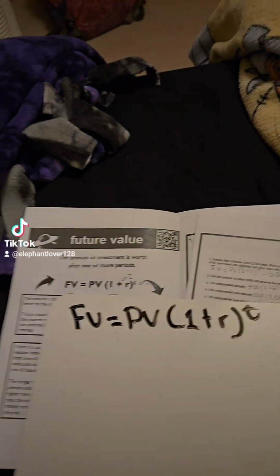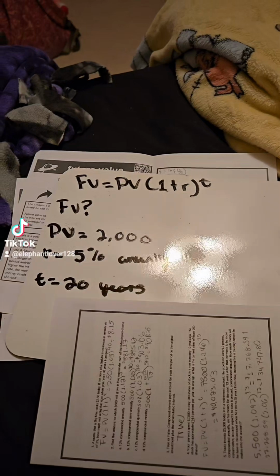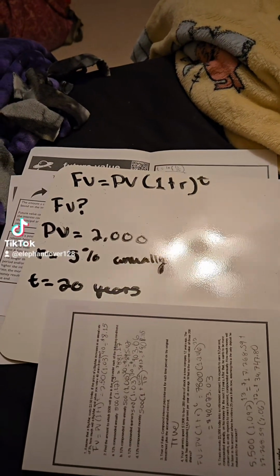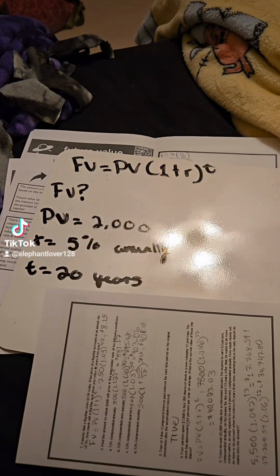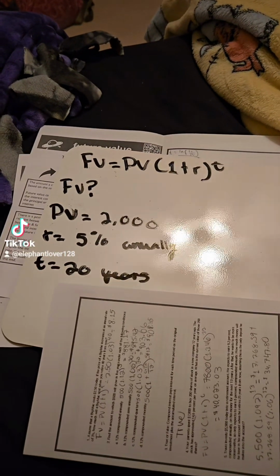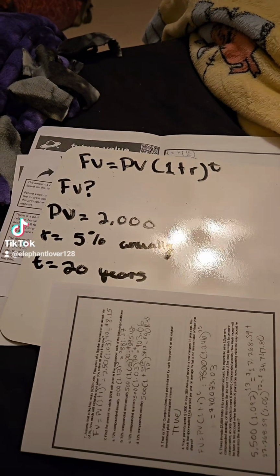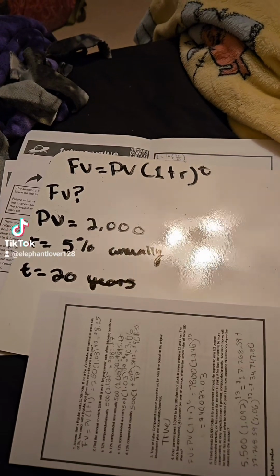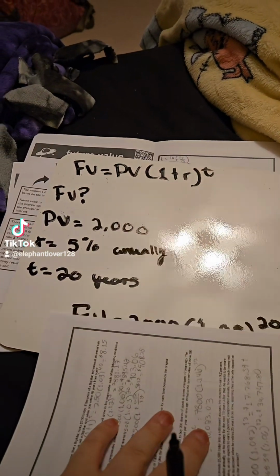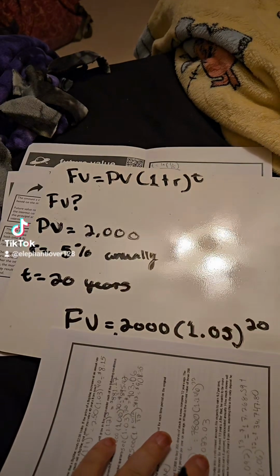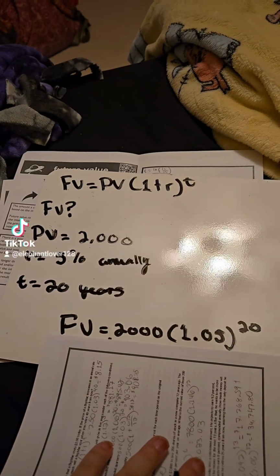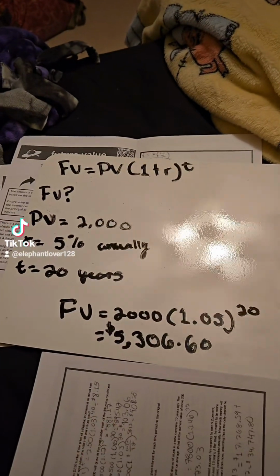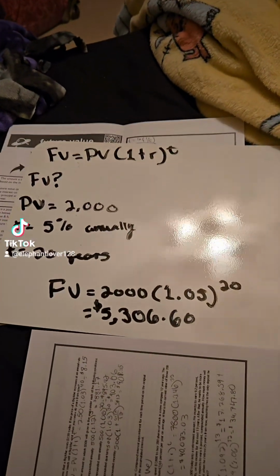Okay, so this is just an arbitrary problem with arbitrary numbers. I just made them up. So future value is what we're solving for, therefore that gets a question mark. The present value is you invest $2,000 with an annual compounding rate of 5% for 20 years. So you plug it into the equation and you put FV equals 2,000 times 1.05 to the 20, and that gets you $5,306.60.